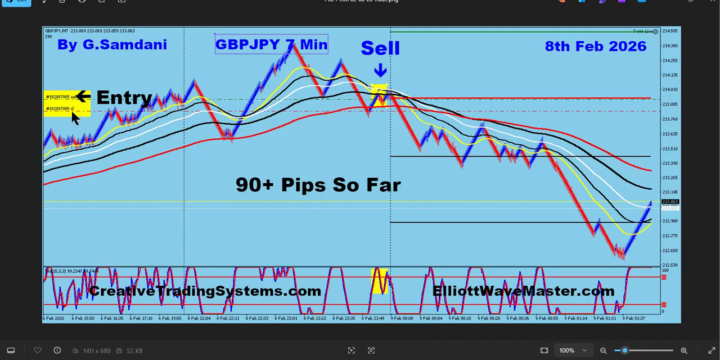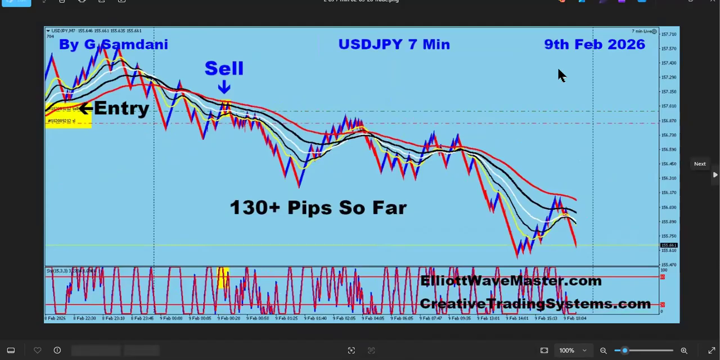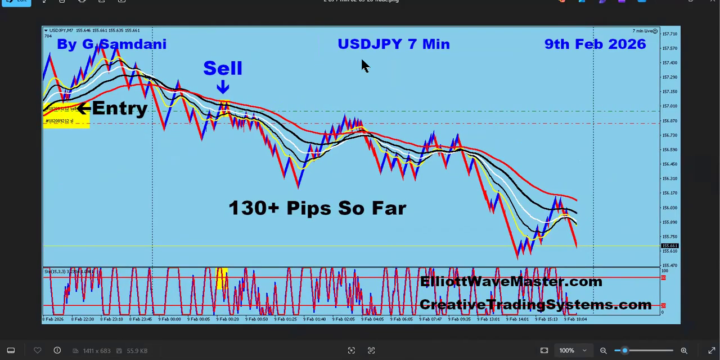SL moved to break even plus, and it is for 90 pip to the downside on the 8th, Sunday, when the market opened up. On the 9th, Monday, a lot of trades on Monday. USD Yen. Yen was getting strong, so all yen pairs went down. This is a 7-minute entry right there, and 130 pip to the downside.